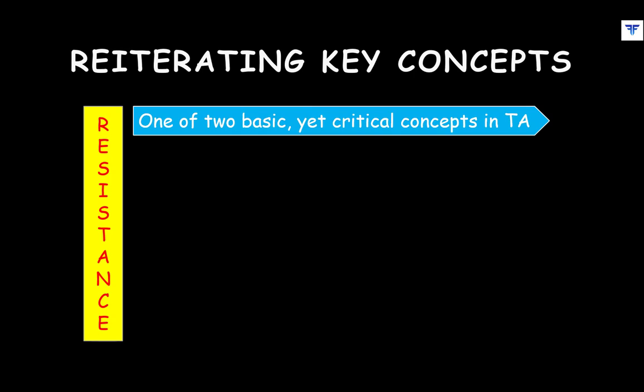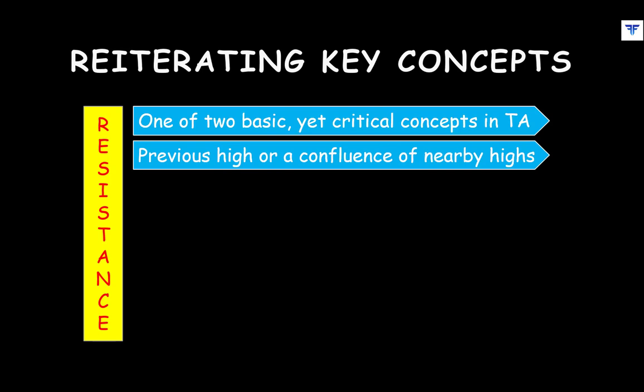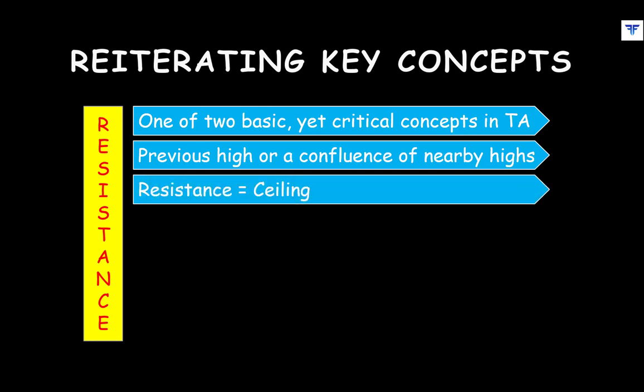A resistance is one of the two most critical concepts in technical analysis, the other being the support. A resistance is a previous high or a confluence of two or more highs if they are clustered close to each other. You can think of resistance as a level or as a zone that offers a ceiling to the price, that is, a prior region where supply can be expected to absorb all the available demand.